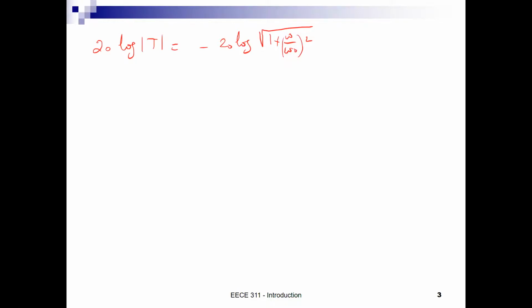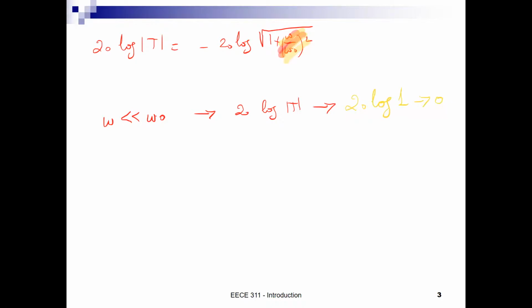I'm going to look at points where omega is much smaller than omega 0. This will tell me that the expression 20 log magnitude of T is going to tend to what? If omega is much smaller than omega 0, what happens to this expression here? Pardon, let me change the color. What happens to this expression here? 20 log 1. Exactly. So this becomes 20 log 1, which tends to 0.